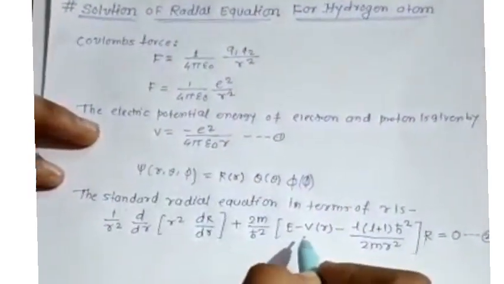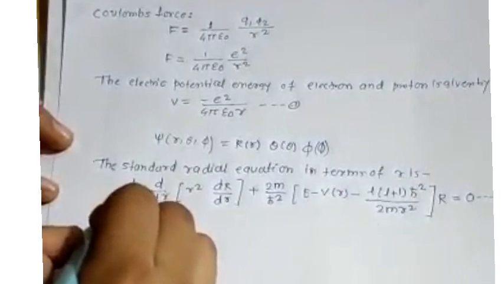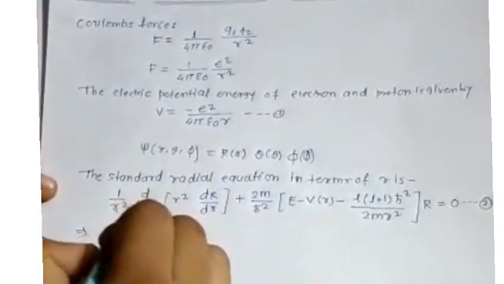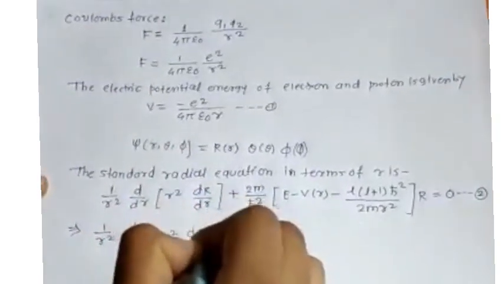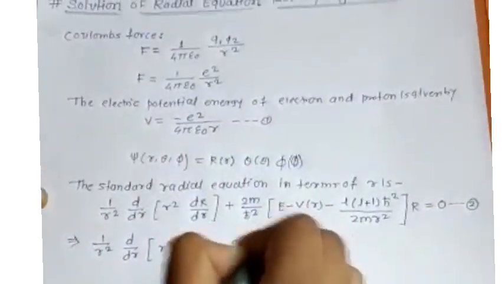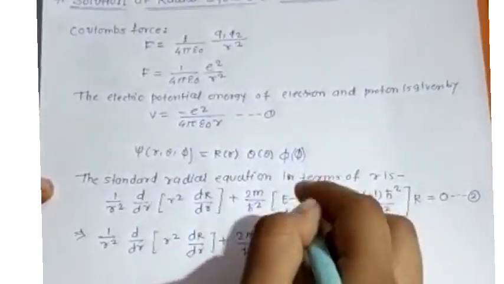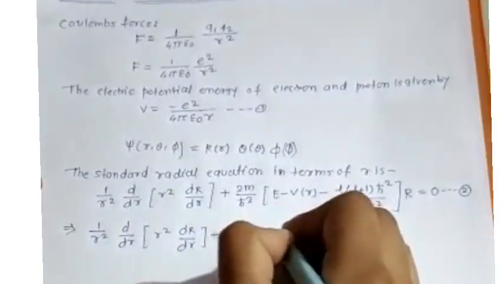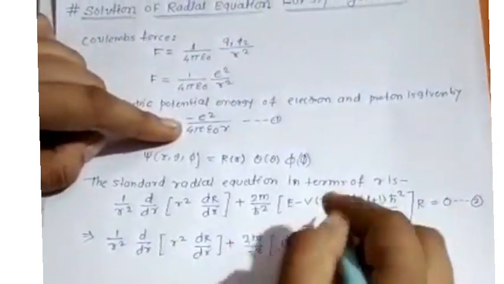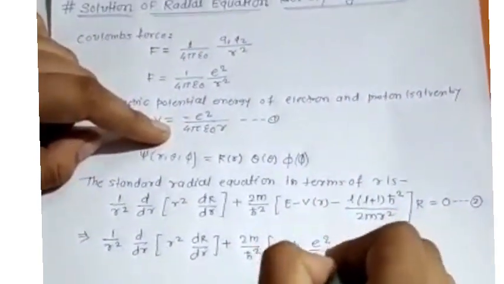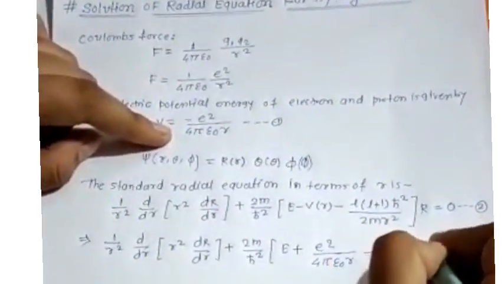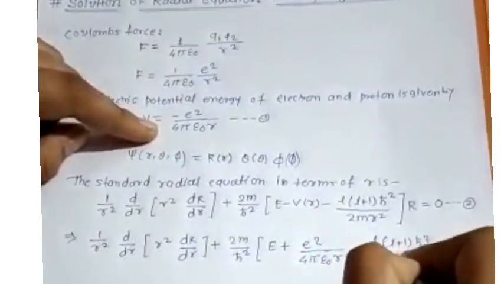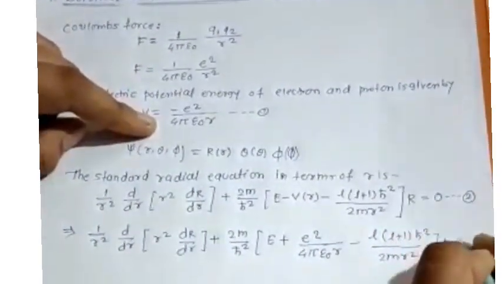Now we have to put the value of the potential in equation number 2. Then we can write the equation as 1 upon r square d by dr of r square dR by dr plus 2m upon h cut square. Here we write the value of the potential, that is E minus of minus, which becomes plus e square divided by 4 pi epsilon naught r, minus L into L plus 1 h cut square divided by 2m r square, into R equals 0.